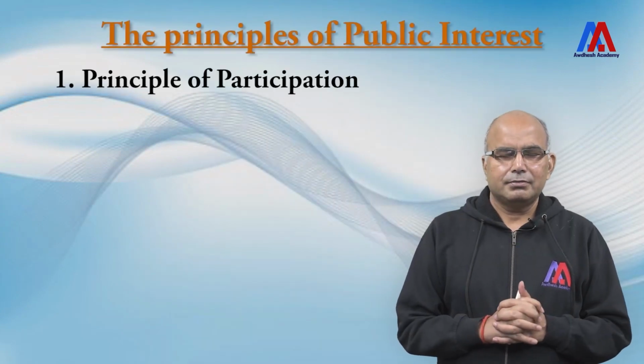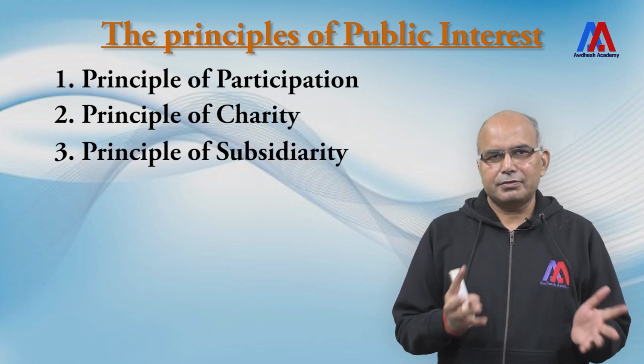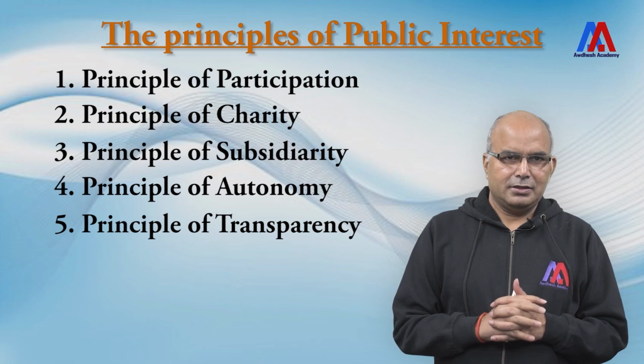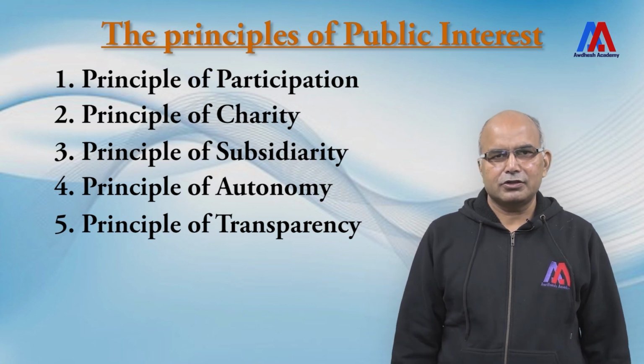So friends, there are 5 basic principles of public interest: principle of participation, principle of charity, principle of subsidiary, principle of autonomy, and principle of transparency. So let's understand all the 5 principles of public interest. The first important principle is the principle of participation.